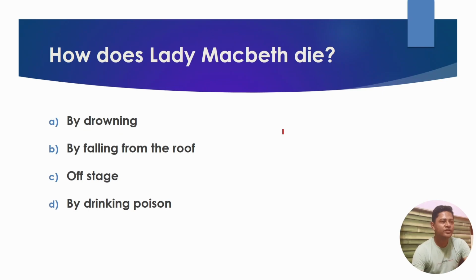The next question is, how does Lady Macbeth die? So the correct answer is offstage, as it generally happens in a classical tragedy. Duncan is murdered offstage. Lady Macbeth also died offstage. Their deaths are only reported.